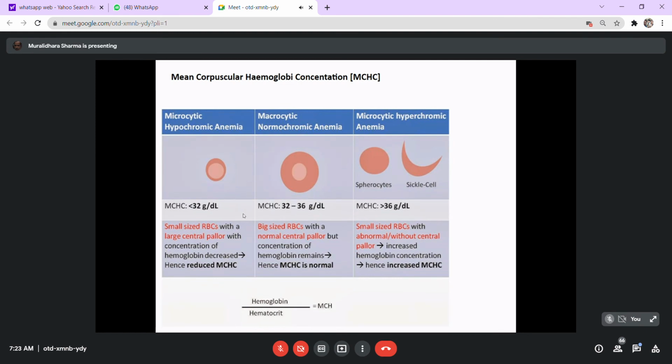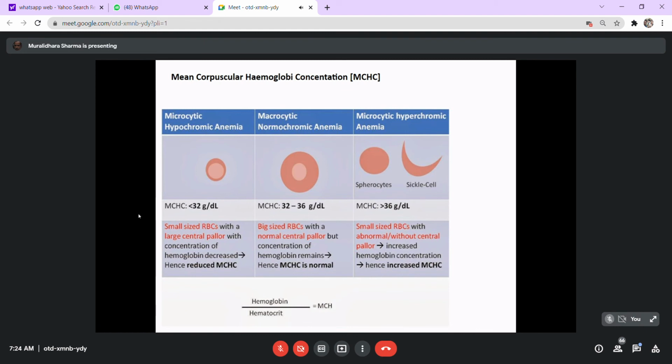So if the RBCs are lesser in number, as well as their concentration of hemoglobin is lesser, hypochromic, and their size also is lesser, the color also is lesser, size also is lesser, naturally the hemoglobin concentration is much lesser. Whereas in case of spherocytes or sickle cell conditions, the number may be smaller, size may be smaller, but the color, the density of the hemoglobin there will be more.